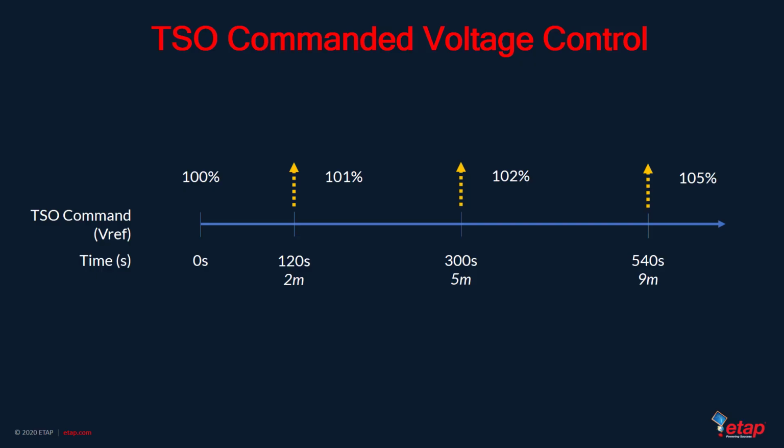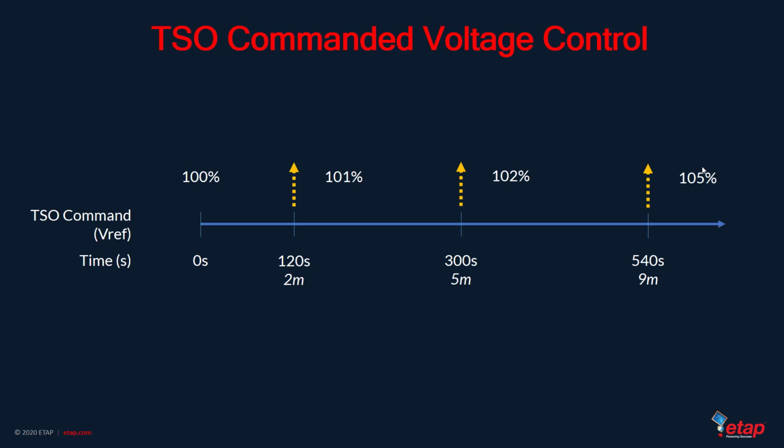Now, in our previous example, we looked at active power control based on a TSO command. We've also looked at voltage control by itself. Now, what if the TSO is commanding voltage such that the voltage is unable to be met by the power plant? So this is a scenario where we are commanding 100% voltage, and at the same timelines, 2 minutes, 5 minutes, and 9 minutes, we're commanding 101%, 102, and 105%.